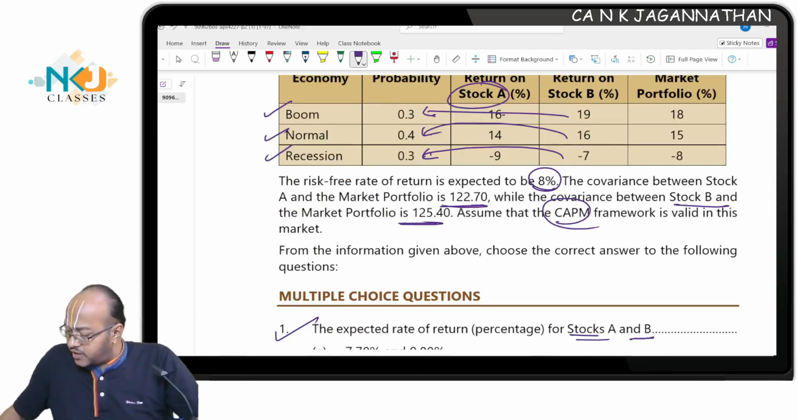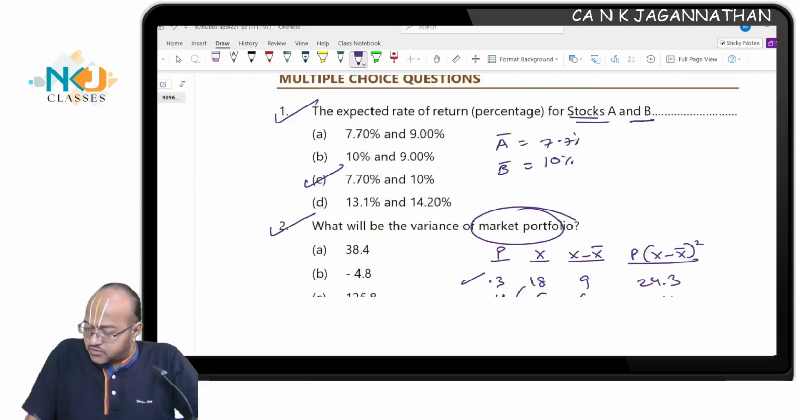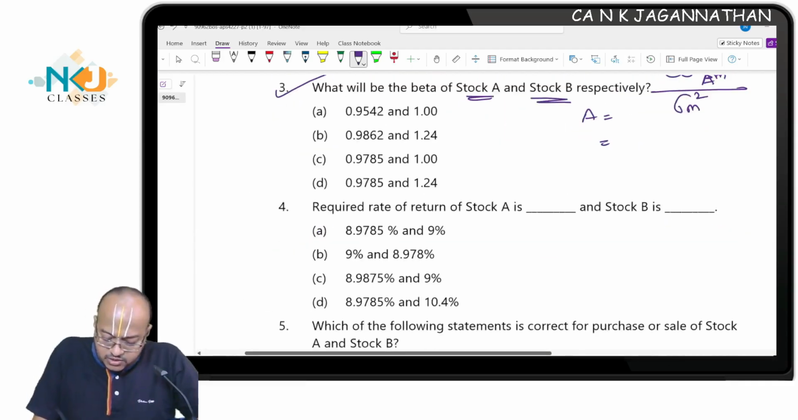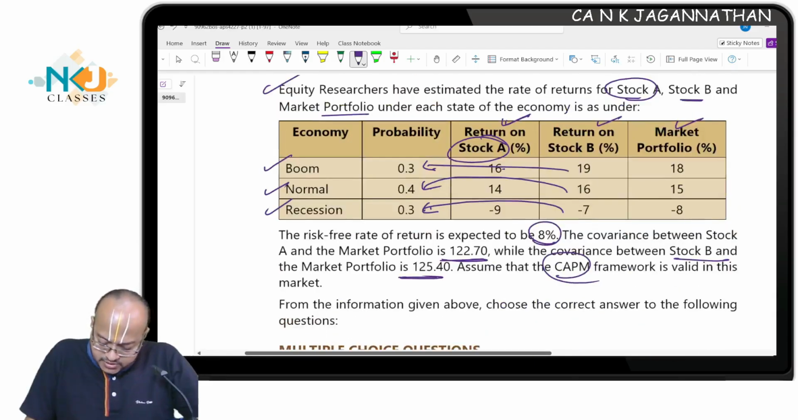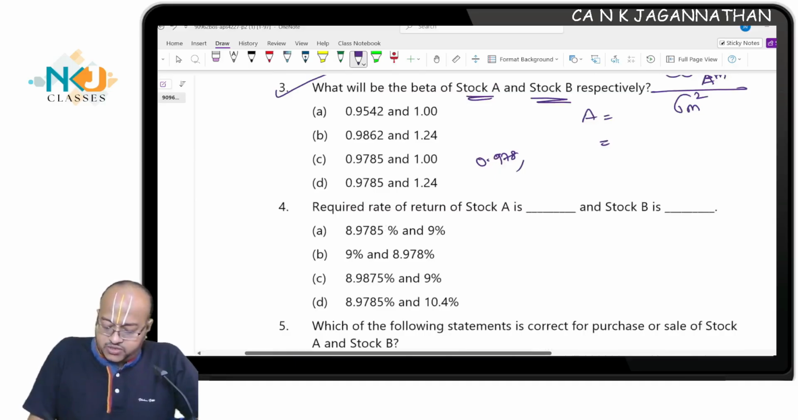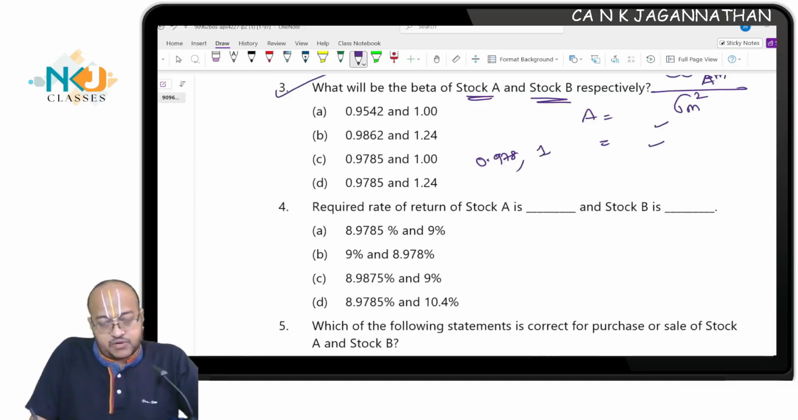122.7 divided by 125.4, the variance of the market, which I just found as 125.4. So 0.978. Okay, 0.978 I get. Then the covariance of security B and the market is given as 125.4, the same as the variance of the market. So the beta is nothing but 1, because the numerator and denominator are the same. So 0.9785 and 1. C is the right answer.